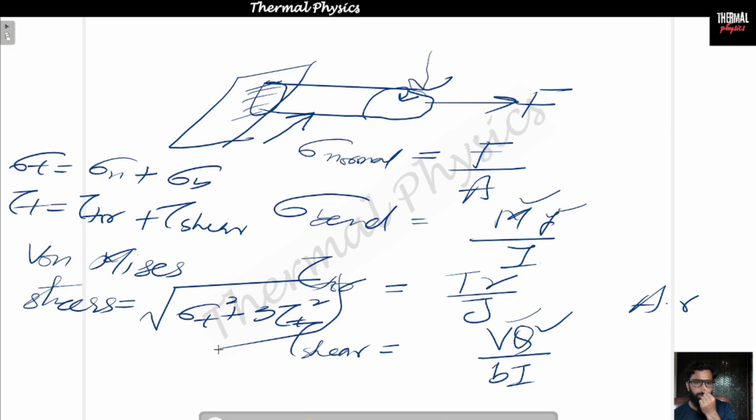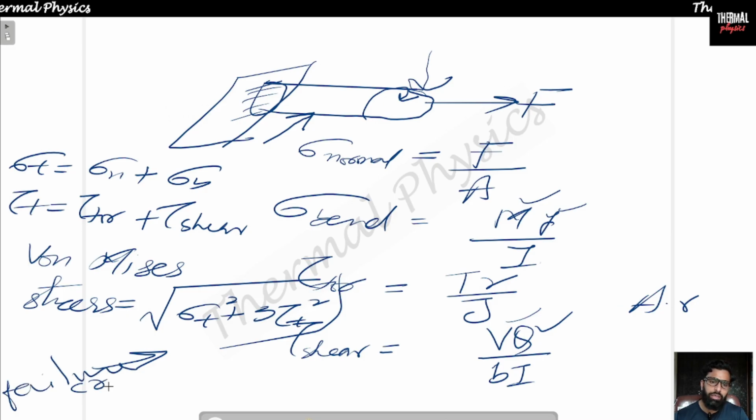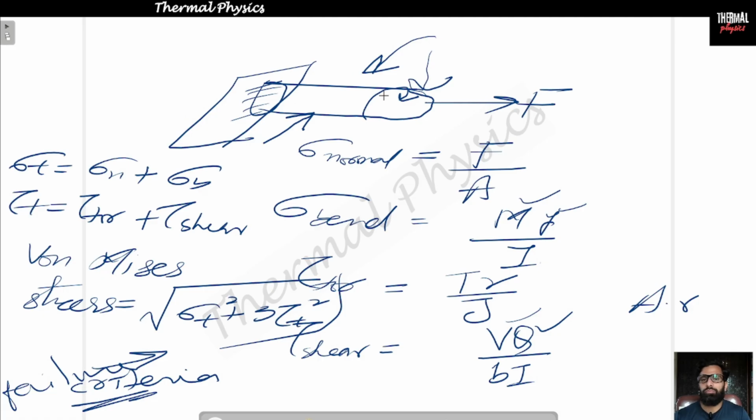This is what we call the von Mises stress, and this final result makes the failure criteria. So this is the final failure criteria, and this is the final stress which we use to design this prismatic bar. This stress will tell us if the stress is large, that there is large loading on this prismatic bar.